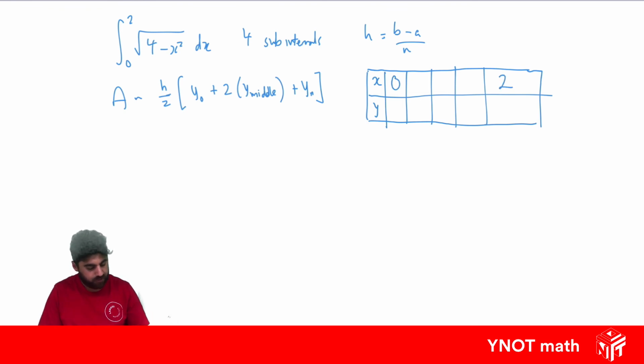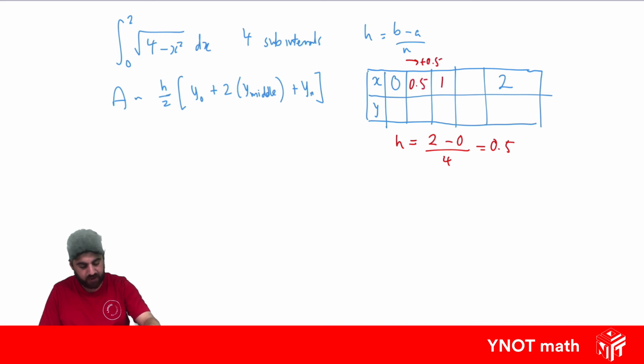So now we just need to work out the height. So we know our height is going to be b minus a over n, our subintervals, which is 4. So 2 minus 0 is 2, and 2 over 4 is a half. And that's what we need to keep adding across as we go. We need to keep adding a half. So 0 plus a half gives us a half. Add another half, get 1. Add another half, get 1.5. And add another half and get 2. So we've done that correctly.